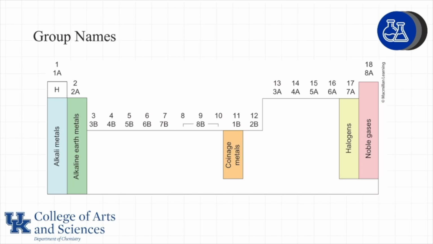We see the coinage metals. It's not an expression we use a lot of. You might also occasionally see something called chalcogens, which is group 16 in the periodic table.